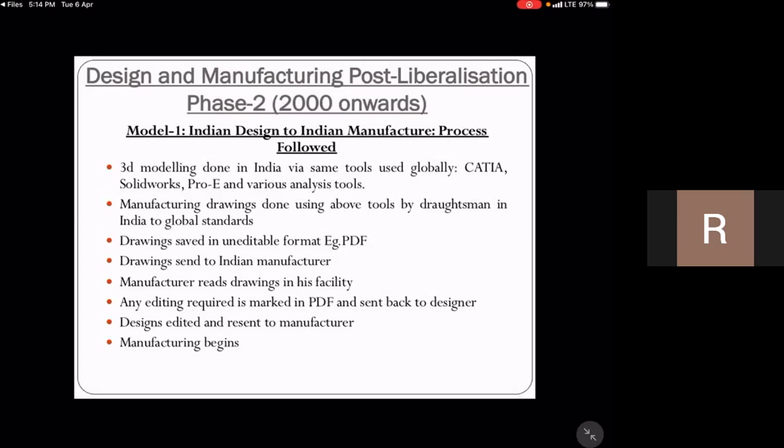The manufacturing drawings again would be done in India. We started doing a lot of manufacturing drawings using the same tools to European standards. We would save the drawings in uneditable format, in PDF or anything, and give it to an Indian manufacturer. The manufacturer would read the drawing, the toolings would be made, and the manufacturing would start. This was the first model, where an Indian design went to an Indian manufacturing process by an Indian manufacturer. So this is the first model.